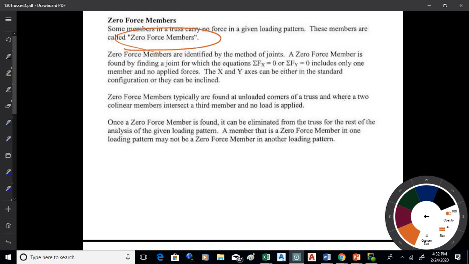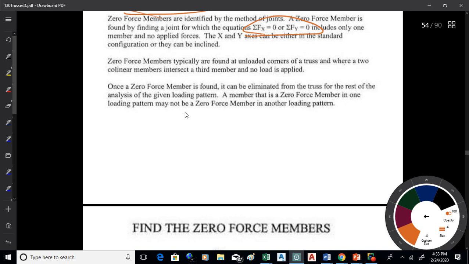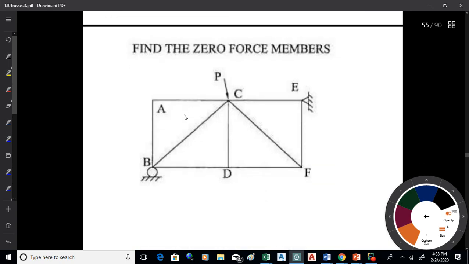If you can find a joint for which either the equation sum of Fx or sum of Fy equals 0 has only one member and no applied forces, it's going to zero out that one member. Okay? So we use a method of joints approach to find these. You can find it at one joint or the other. And if you can prove at a given joint that a member is 0, it's 0. It may be apparent only at one joint and not on the other. We've already found a couple of these. Let's see what else we can do. Let's get kind of systematic at finding these.